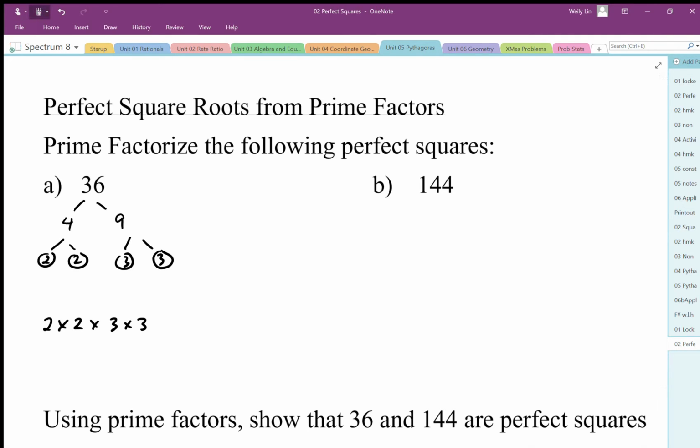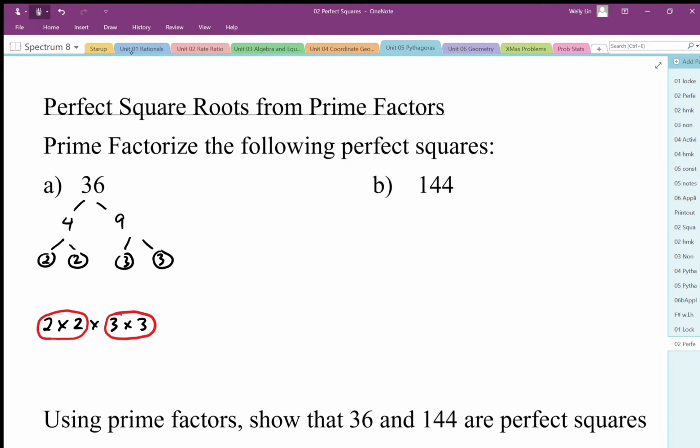And the characteristic of perfect squares when we look at the prime factors is that the prime factors can be grouped into groups of 2 with no leftovers. So we have pairs of 2s, pairs of 3s, with no leftover factors.